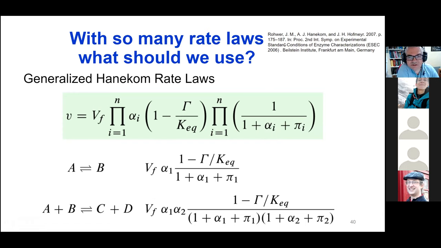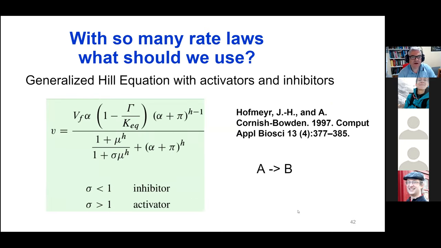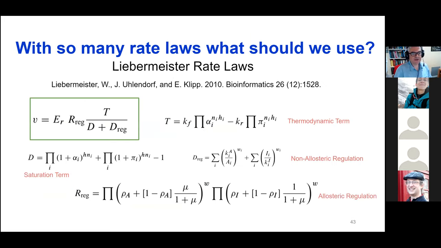In fact, there's a whole PhD thesis, which is actually quite good, that goes through this whole thing. They also generalize them to include cooperativity. Here you see the h there, the exponent that gives you cooperativity. Again, this is completely extensible to any number of products. You can even go crazier. You can put in inhibitors and activators. So they're totally generalizable, right? You can have as many inhibitors and activators as you want, as many substrates or products as you want.